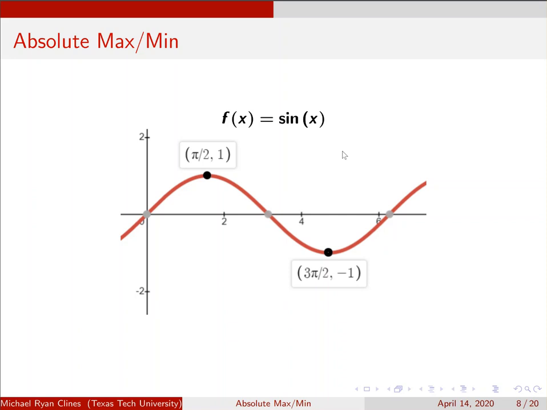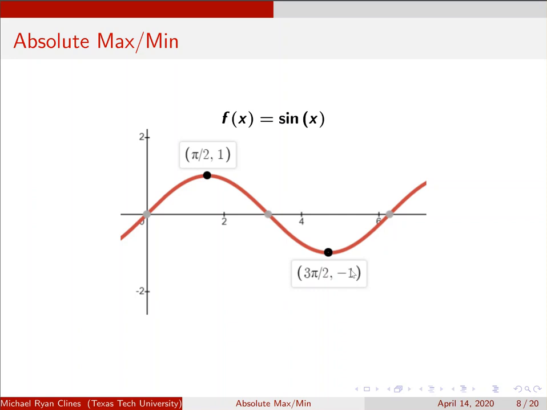Now here I'd like to distinguish between the absolute maximum, absolute minimum, and the points where they are achieved. The absolute maximum for sine of x is 1. The absolute maximum of sine of x is not pi over 2. Pi over 2 is where the absolute maximum occurs. It's a point, pi over 2 comma 1. But pi over 2 is not the absolute maximum. It's just where it occurs. And we can say the same thing with the absolute minimum. In this case, the absolute minimum is not 3 pi over 2. 3 pi over 2 is where the absolute minimum occurs. The actual absolute minimum is negative 1.